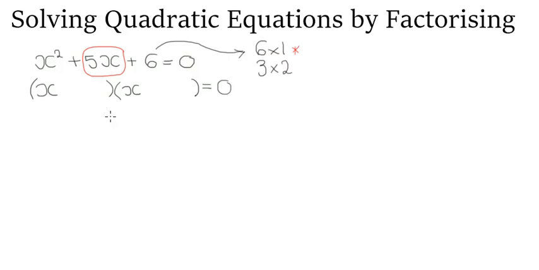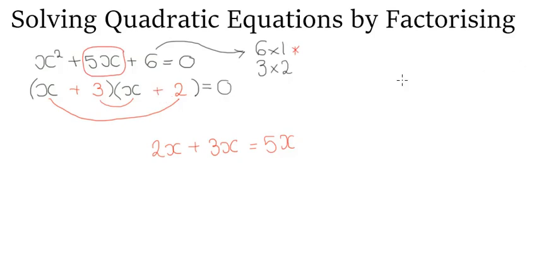Imagine I put a 3 in the first bracket and a 2 in the second bracket. Let's do the expansion again. We're going to have 2x and 3x, and that has to equal my 5x. For this to be true, both need to be positive, so plus 3 and plus 2. Let's just double check the expansion for the last number. We've got 3 times 2, which perfect, gives me plus 6.